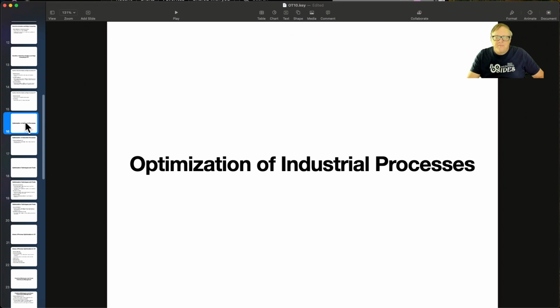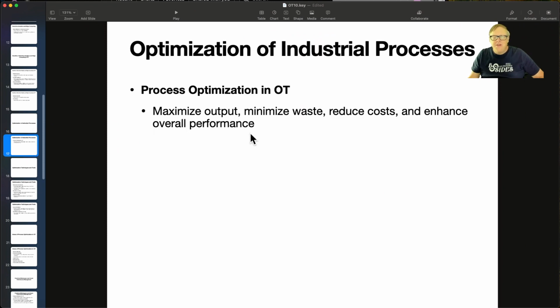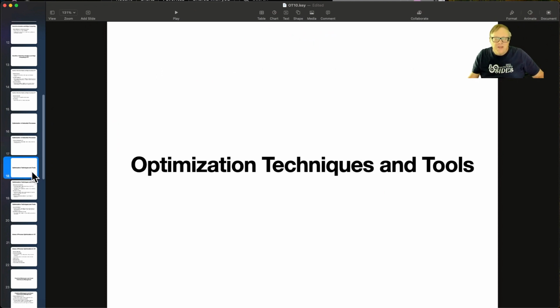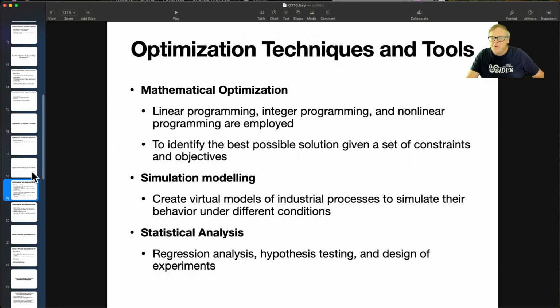All right. So process optimization, you're trying to maximize the output, minimize waste, reduce costs, and enhance performance, of course. That's what you want to do, and so there are techniques and tools to do that. Mathematical optimization is the kind you can do really without a computer, where you'd have some kind of equations to describe how much you think failure rates change with temperature and such. This has failed in the past due to lack of enough data.